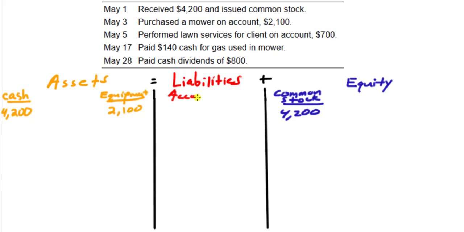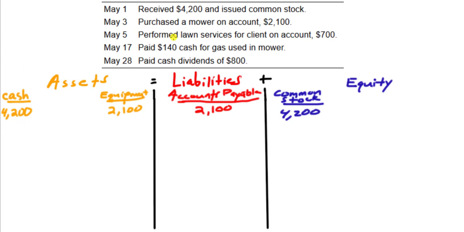So under the liabilities section, we have the accounts payable account increased by $2,100. Okay, once again, does the equation balance as of May 3rd? Well, yes, it does. All we did was just add 2,100 to each side of the equation, okay?